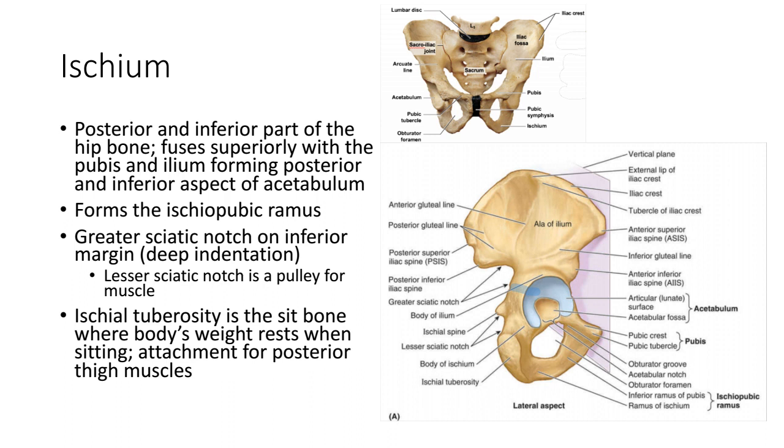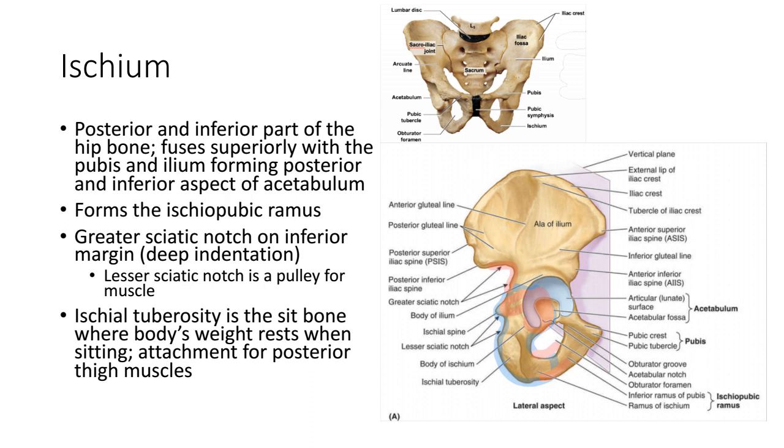The ischium is the posterior and inferior part of the hip bone. The ischium fuses superiorly with both the pubis and the ilium, forming the posterior and inferior aspect of the acetabulum, or of that hip socket. It forms the ischiopubic ramus, where it extends anteriorly. It also forms the greater sciatic notch on an inferior margin, which is a deep indentation.